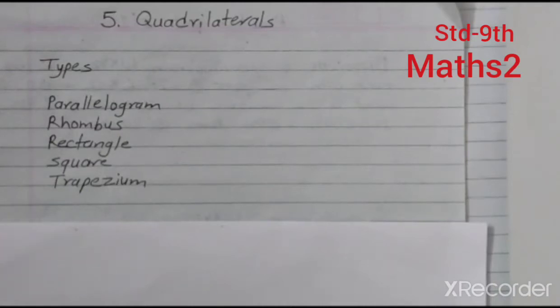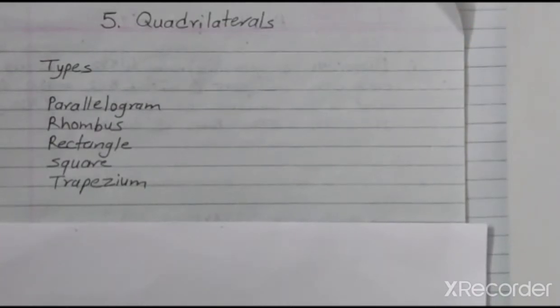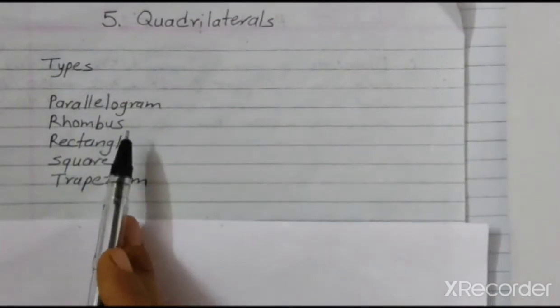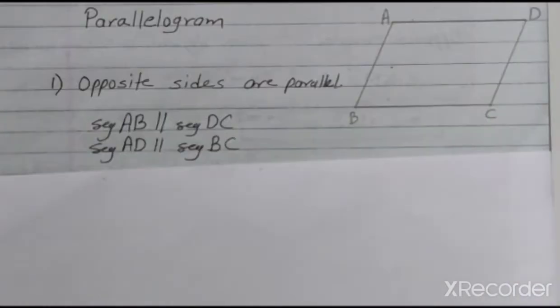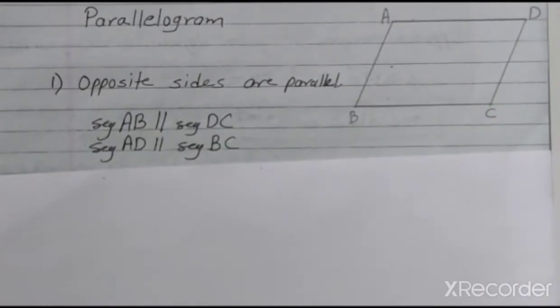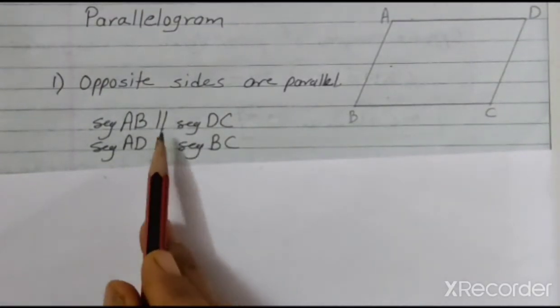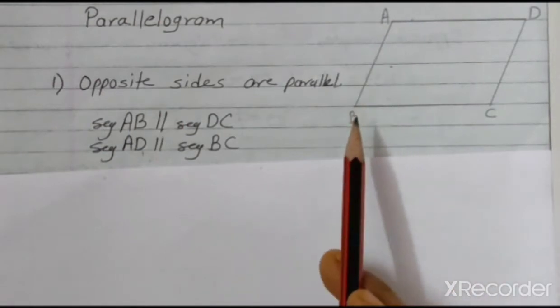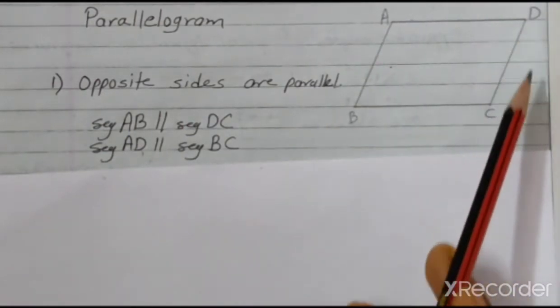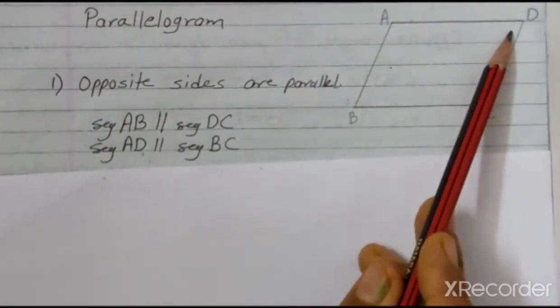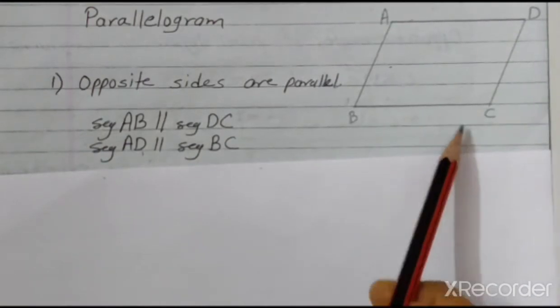Quadrilaterals. There are mainly 5 types of quadrilaterals. Let us see the first one, parallelogram. First property of parallelogram is opposite segments are parallel with each other. From this figure you can see AB is parallel with DC and AD is parallel with BC.